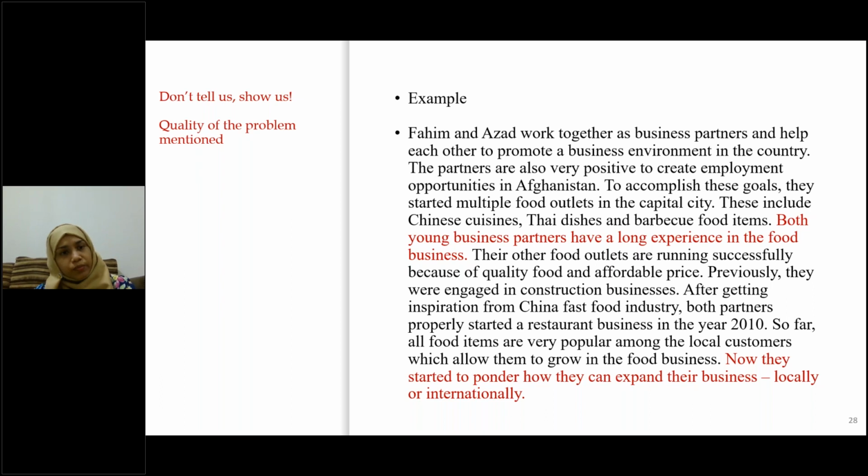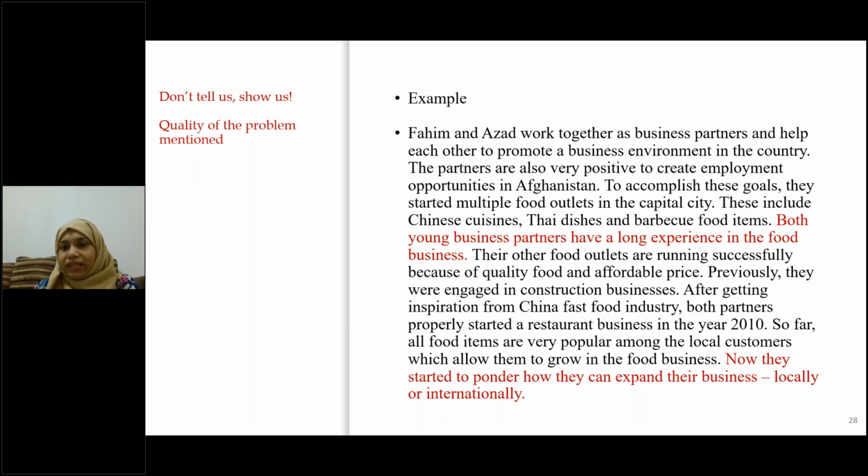Two more points to mention, because these are two important things when you're writing a case. Don't tell us, show us. This is not my words; this is from Rebecca Morris and many other case researchers. We can see the first red line: both young business partners have a long experience in the food business. So they're telling us they have a long experience.